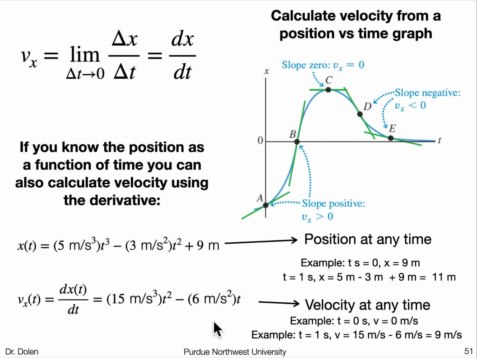Right? I could plug into this equation time equals 0 seconds. This is 0, so my velocity at time equals 0 must be 0. Right? I could plug in another time. I could plug in time equals 1 second. This ends up being 15 times 1 squared minus 6 times 1, or 15 minus 6, which is 9 meters per second. So my velocity at time equals 1 second is 9 meters per second. Right, so this is another type of problem you'll see often in this chapter.